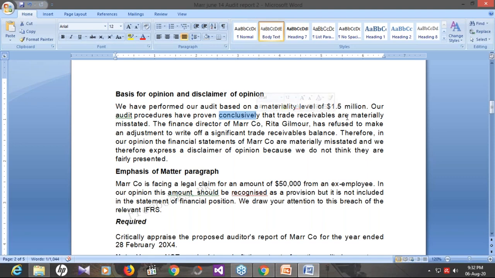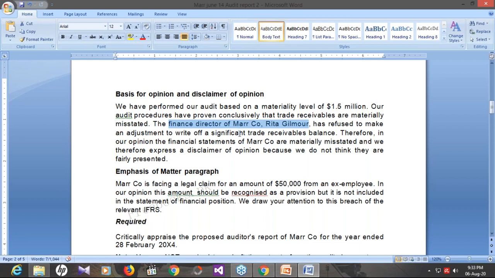And you can see that trade receivables are materially misstated. The finance director of Marco, Rita Gilmore. It is very wrong to specifically mention the name of the finance director in your opinion. She can file a case against you because you have mentioned her name. This is unprofessional, and you are saying that she refused to make an adjustment. So therefore our opinion, the financial statements of Marco are materially misstated, and we therefore express a disclaimer of opinion.